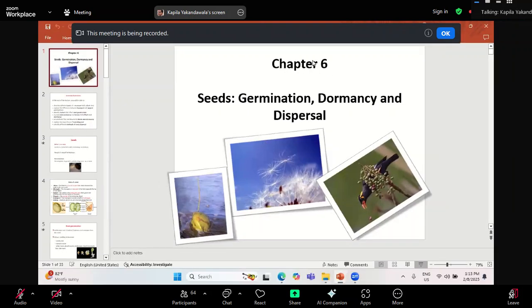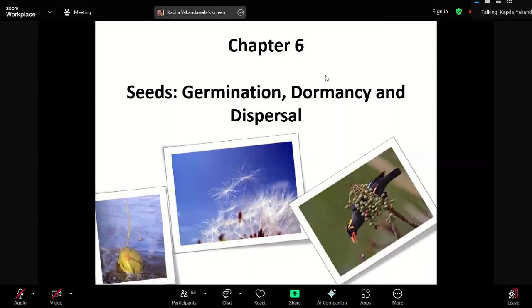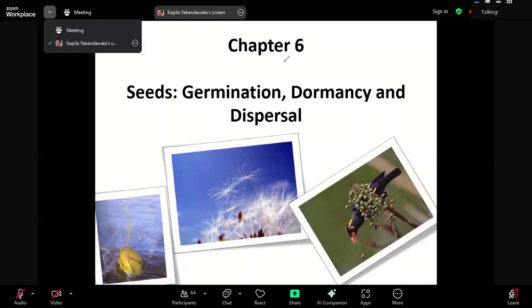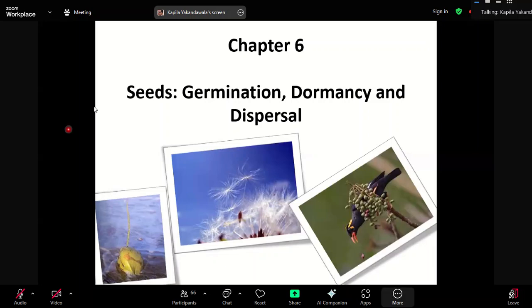So let me move to the sixth chapter. So in the morning we discussed first about classification, wild relatives, centers of origin, then about plant classification and diversity of plants.